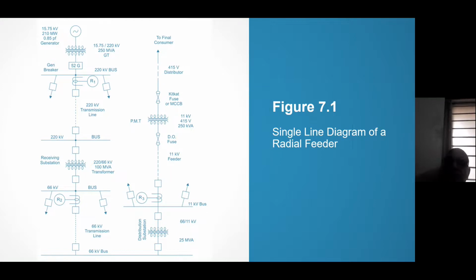But if there is a fault in the transformer itself, then the DO fuse, dropout fuse, is there. Dropout fuse means it is a wire of low melting temperature, and that wire is passing through a porcelain tube, and both are connected. If there is a fault, the wire will melt and the tube will fall down by gravity, and therefore the arc will occur, but the arc will be lengthened and it will be quenched.